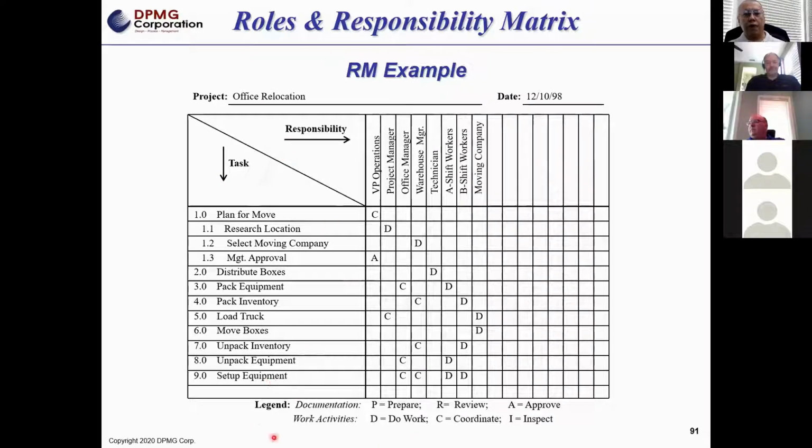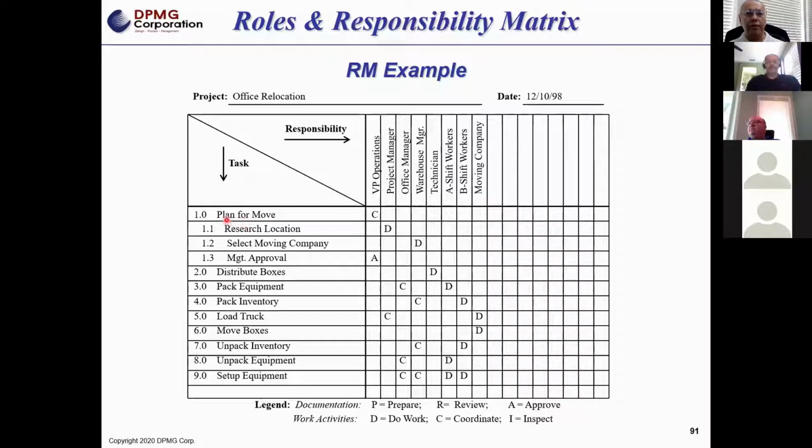So if you look at the legend, P is to prepare, R is to review, A is to approve, D is actually doing the work, C was to coordinate, I was to inspect. So across, I have a VP of operations, a project manager, an office manager, warehouse manager, technician, A shift worker, B shift worker, and moving company. Please also include, if you're subcontracting out, because you can use this to hand to the subcontractor so they also know who they should be talking to. You don't want to give them any excuses not to complete something because they can't find the person they need to talk to. And you hand them one of these things.